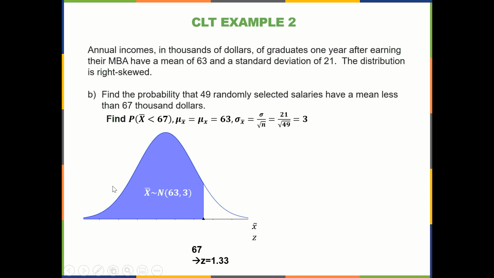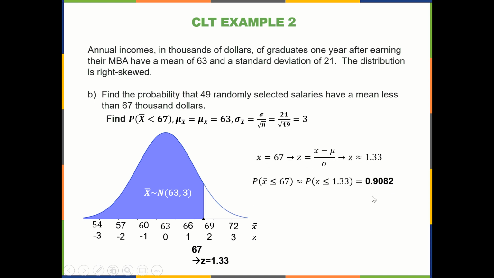So for part B, we would answer this by finding the probability that the sample mean will be less than 67. 67 calculates to have a z-score of 1.33, so you could look that up in the z-score table to get an area of 0.9082. Or you could use Excel with NORM.DIST with the value 67, the mean, the standard error, and true for cumulative as always. And we get a similar answer there, and either one of these should be good enough to enter into your electronic homework.